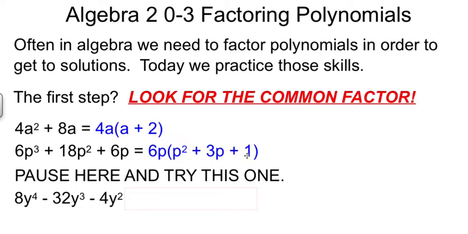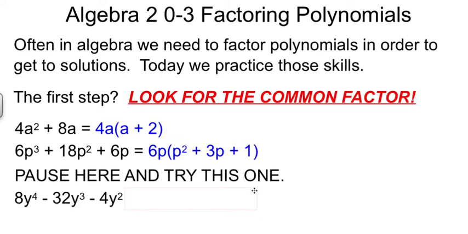A lot of people make the mistake of not putting that 1 as part of their answer. If you don't have something there, you can't distribute back to get where you started. You need a 1 to be able to distribute by. A nice thing to look at, if you had 3 terms to start with, you should have 3 things inside your parentheses also.